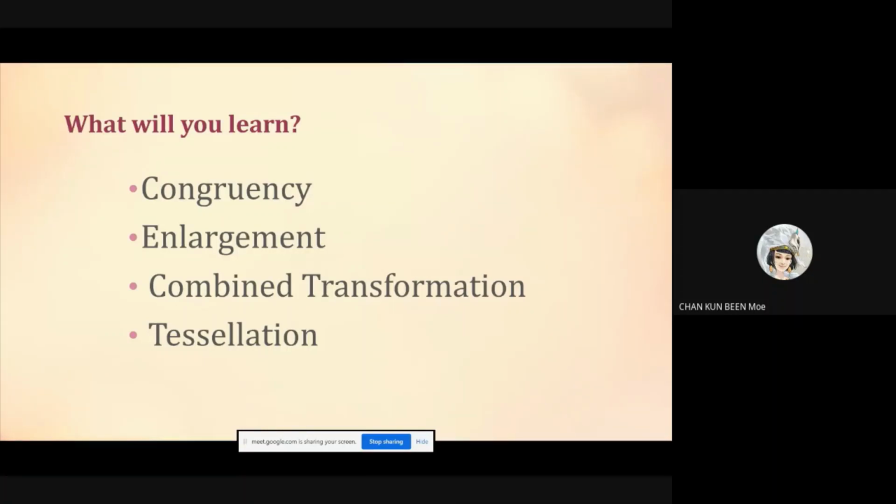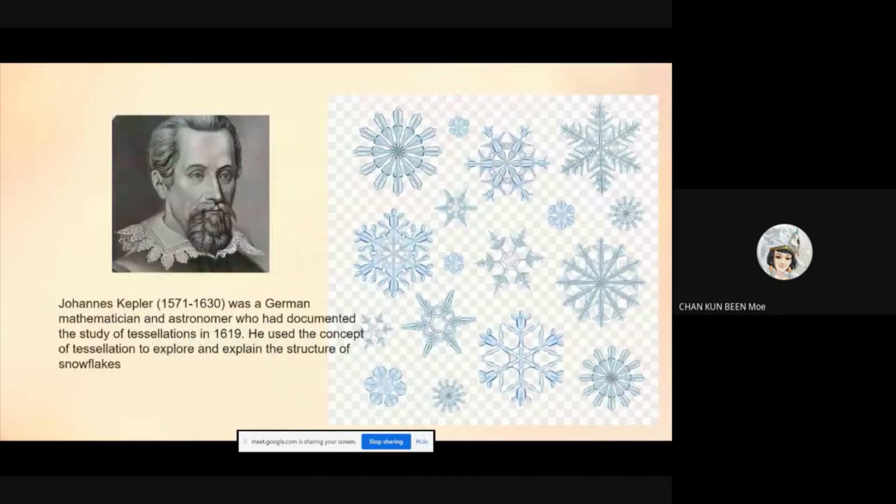Okay, so we go ahead with the historian of this chapter. So this one is the historian, Johannes Kepler, 1571 to 1630. He was a German mathematician and astronomer who documented the study of tessellation in 1619. So he used the concept of tessellation to explore and explain the structure of snowflakes.